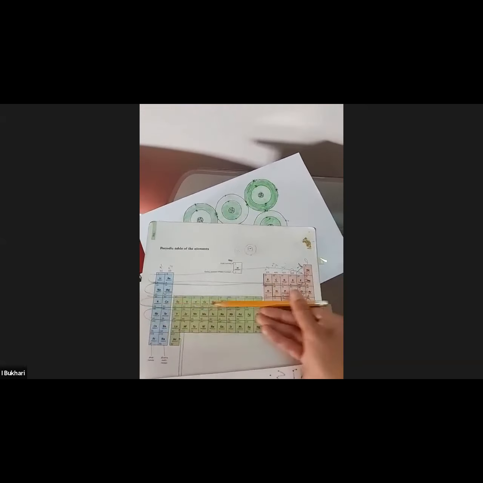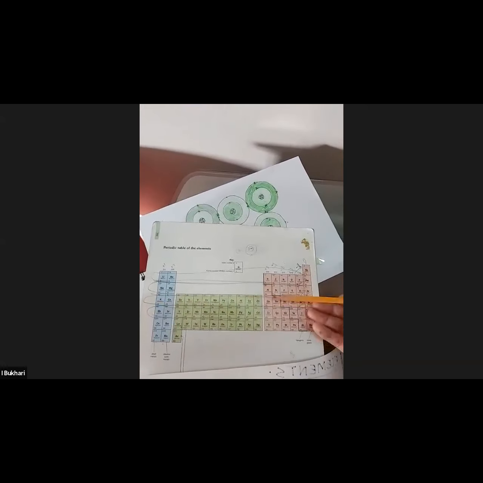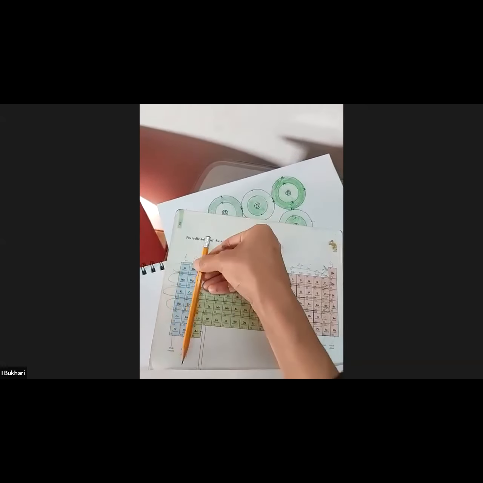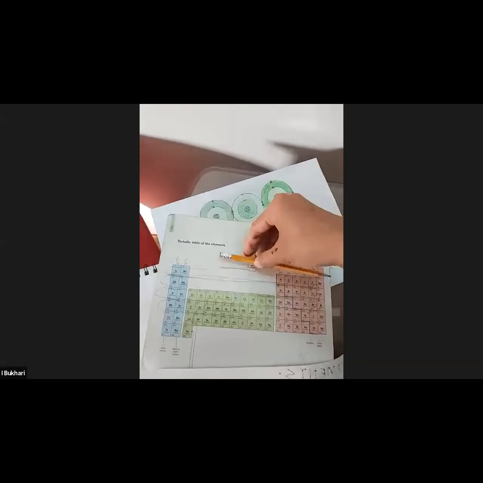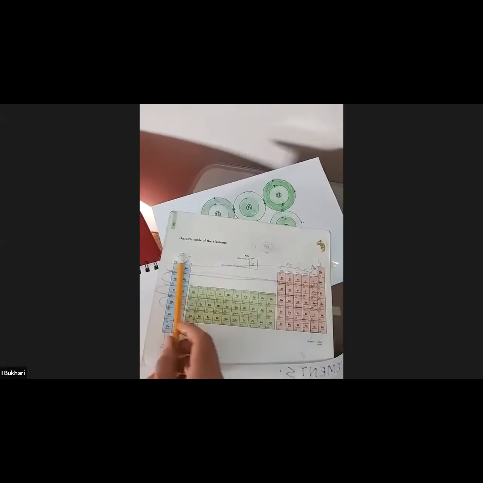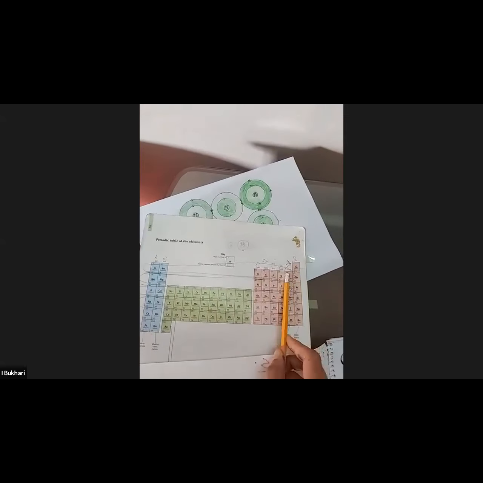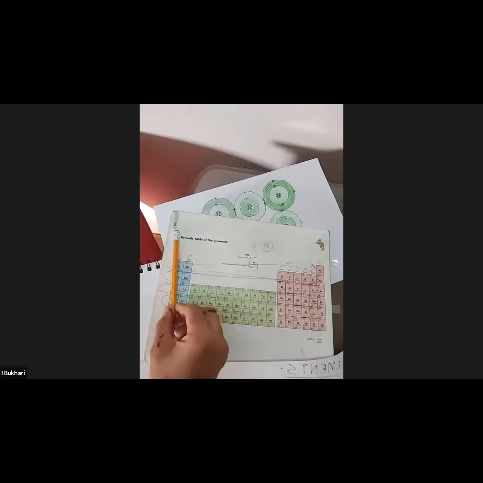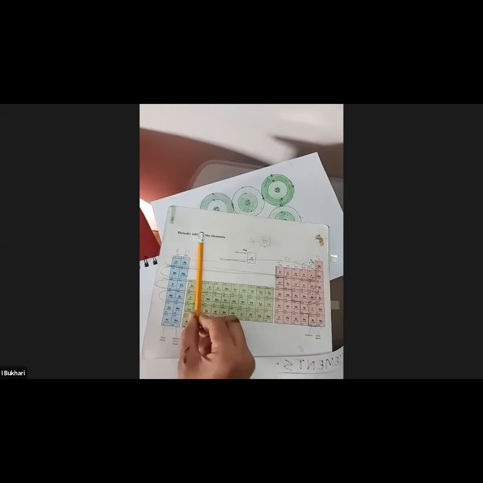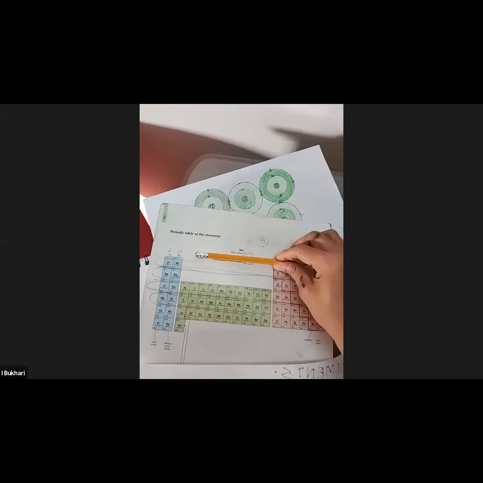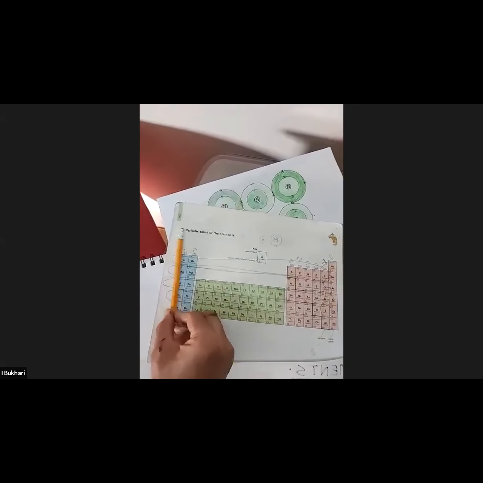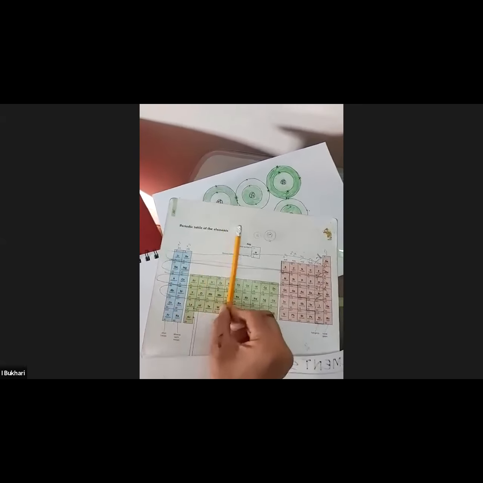The horizontal group of elements is called a row. Vertical groups of elements are called groups. Okay? Horizontal are called periods or rows. Rows are called periods. And vertical groups are called groups. Yes, periods are rows, or rows are periods, and columns are groups, okay?